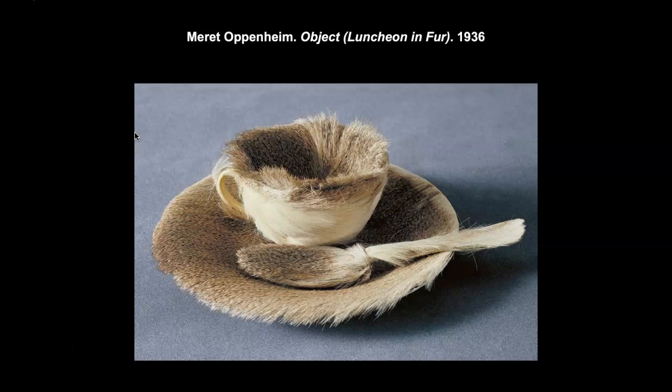Meret Oppenheim, Object, or Luncheon in Fur. Meret was the daughter of a Jungian psychologist. Carl Jung is a well-known psychologist, very much interested in the same things as Sigmund Freud. She was also Man Ray's model and assistant, and this is a teacup, a saucer, a spoon that she has covered all with gazelle fur.